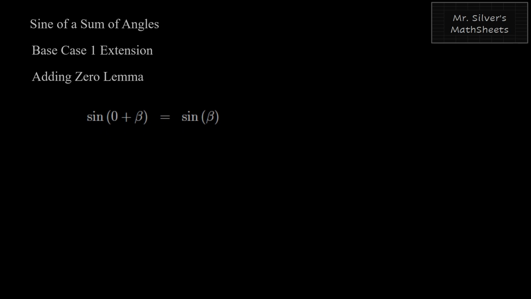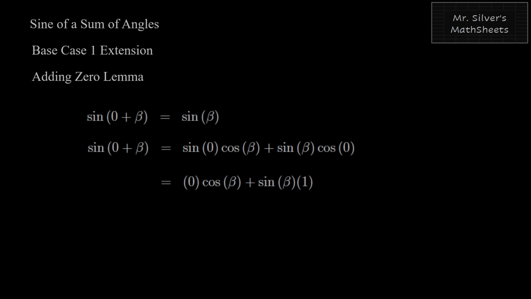Okay, adding 0 lemma. We can directly add 0 to beta, take the sine, and we'll get sine of beta. But would we get the same result if we plugged in 0 in the sine alpha cosine beta, etc. formula? So sine of 0 is 0, cosine of 0 is 1. When we plug it in, we get sine of beta, which is exactly what we would expect. So in other words, adding 0 is as you would expect.